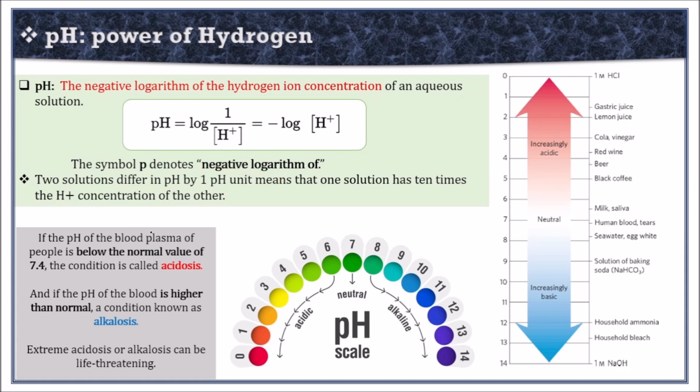And one more thing, if the pH of your blood is below the physiological pH, then the condition is acidosis. Physiological pH is 7.4. Okay, this is the normal value for our blood. So if the pH is below 7.4, then the condition is acidosis, and if the pH is above 7.4, then the condition is alkalosis. Okay, extreme acidosis and alkalosis can be life threatening. So you can read this in more detail in Lehninger's book.